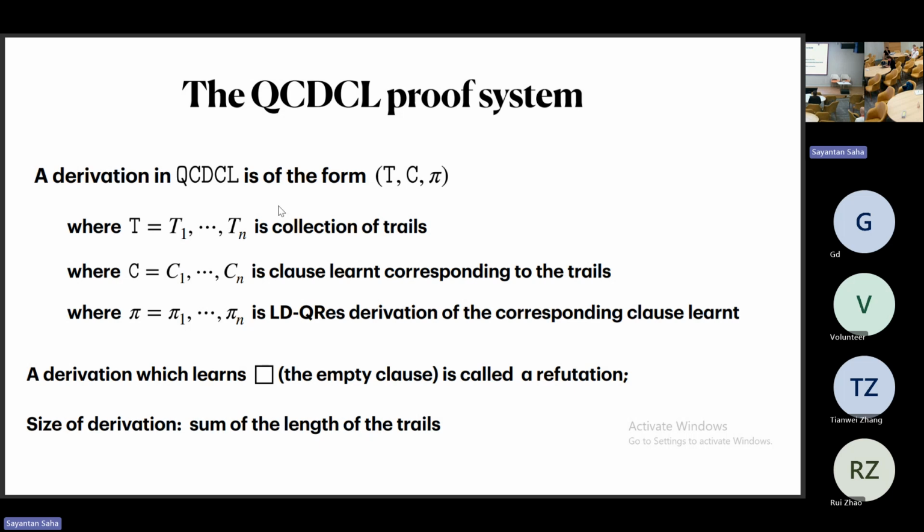They formalized it as a sequence of triples. We have a collection of trails, we have the clauses which we learned corresponding to these trails, and for every clause we learn, we have the corresponding long distance Q resolution derivation for that clause. And we say that the derivation is a refutation if we can learn the empty clause, and the size is given by the length of the trails. So this is basically the QCDCL proof system that we talk about.